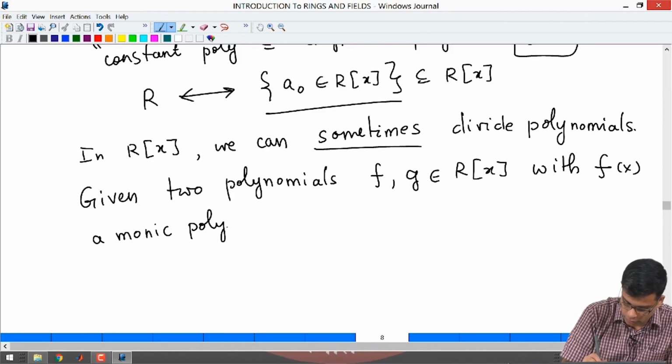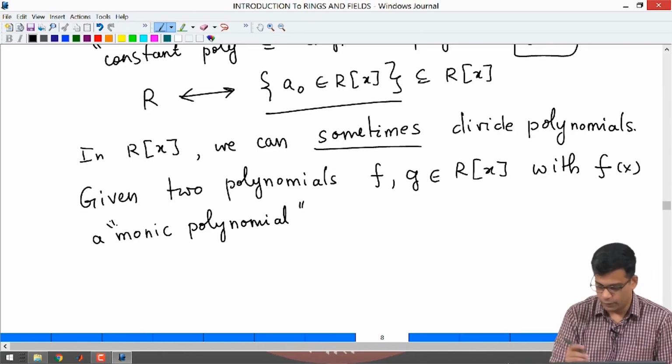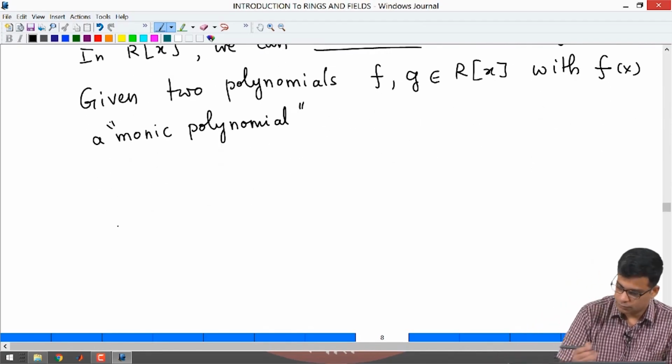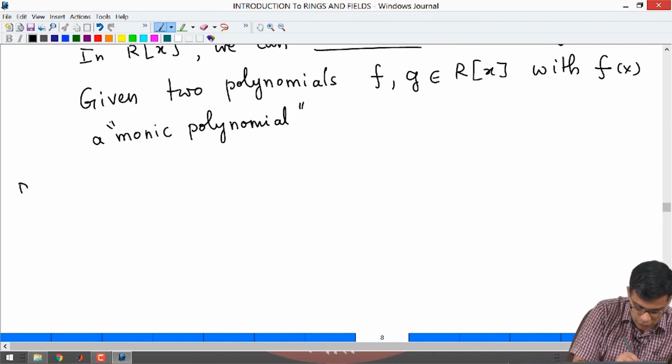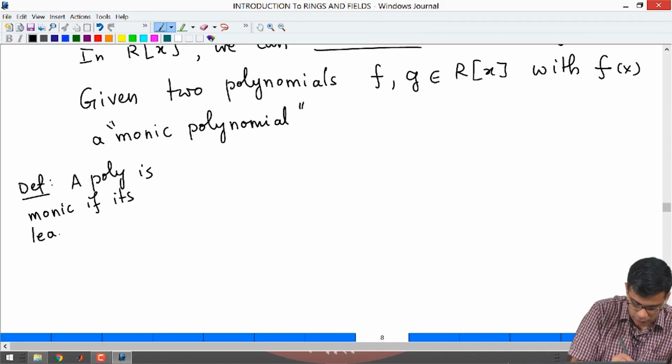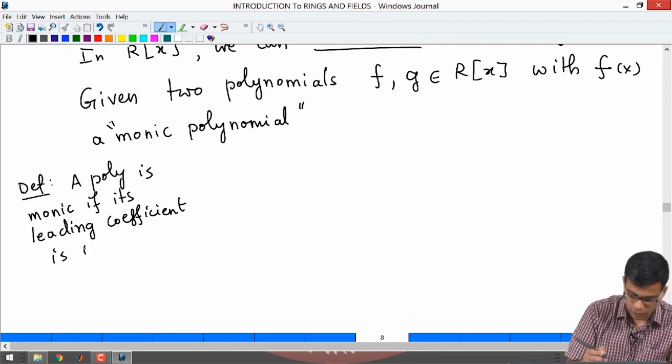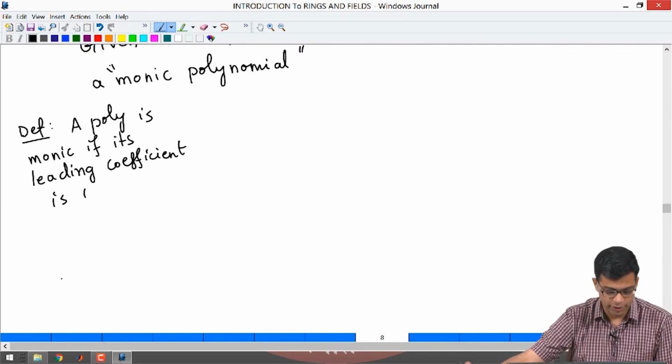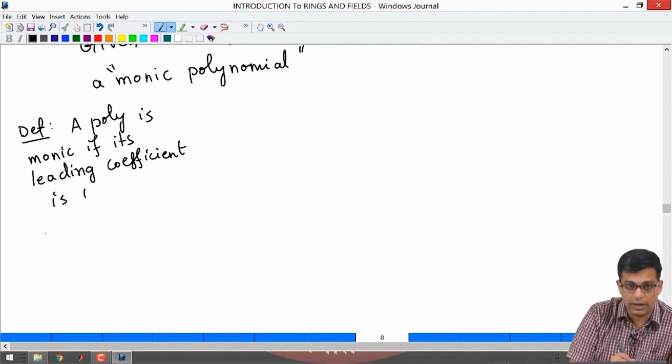So, I do not know if I defined this. So, what is a monic polynomial? So, I will quickly define what is a monic polynomial and then I will continue this. Definition: a polynomial is monic if its leading coefficient is 1. Okay. So, what is the leading coefficient? It is the coefficient with the largest degree.